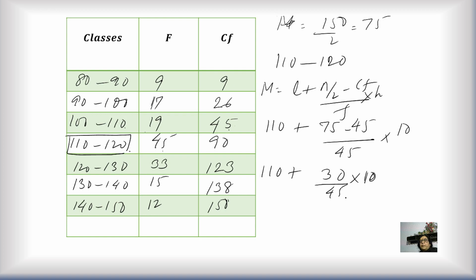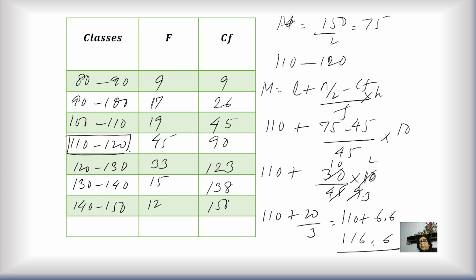So this becomes 5 2s are 10, 5 9s are 45, 3 3s are 9, 3 10s are 30. So 110 plus 20 by 3. So this becomes 110 plus 6.6, again we can continue 6.6, so 116.6. This is the median value, 116.6. And it has come in between this 110 to 120. If you add up this, it should come to 150.